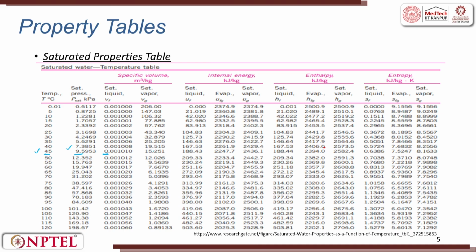Then the saturated vapor will be at 15.25 meter cube per kg. For this, the unit is given here, specific volume. Then internal energy you will have is 188.43, then the vapor will be 2247.7 and saturated vapor can be this. So, all this internal energy will be represented as kilojoule per kg.